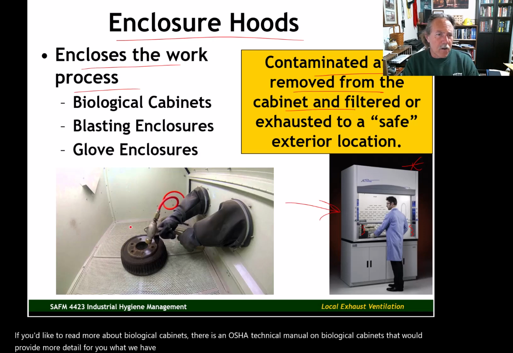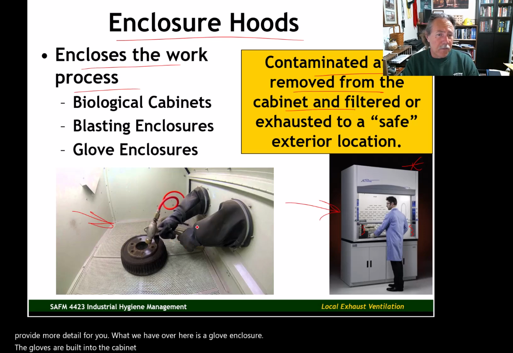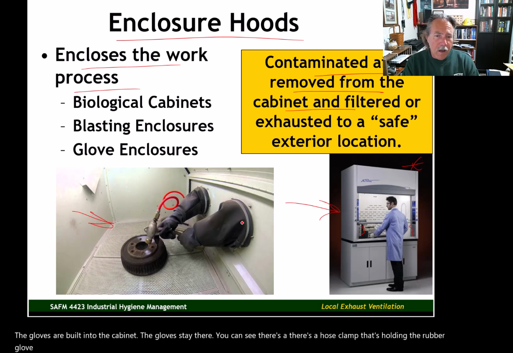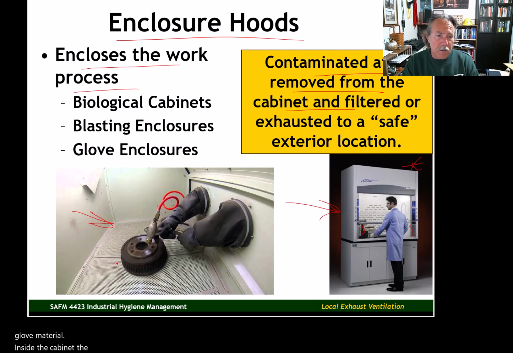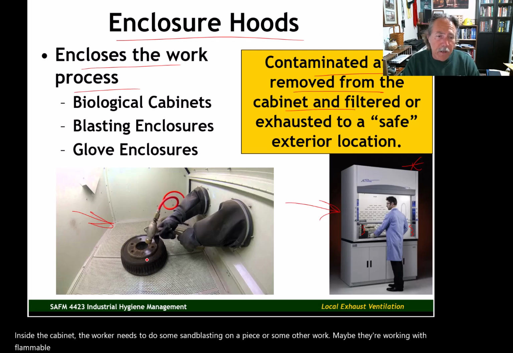What we have over here is a glove enclosure. The gloves are built into the cabinet. The gloves stay there. You can see there's a hose clamp that's holding the rubber glove material inside the cabinet. The worker needs to do some sandblasting on a piece or some other work. Maybe they're working with flammable vapors. Whatever they're doing, it's all contained within this hood, and it's never open. It's completely sealed at all times. They can reach their hands inside the gloves and do whatever they need to do.